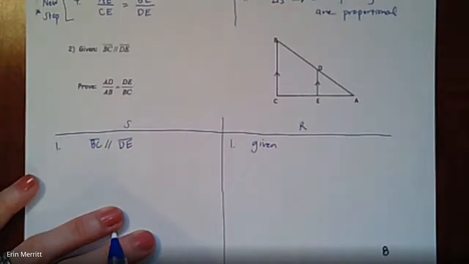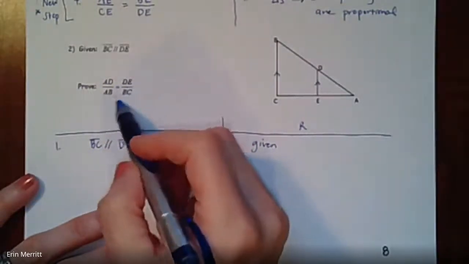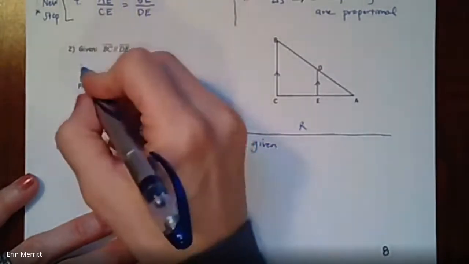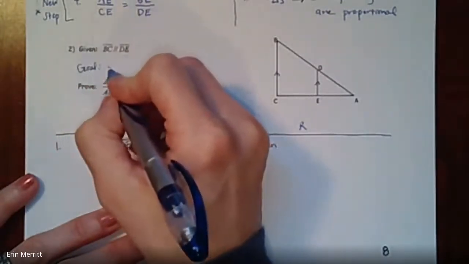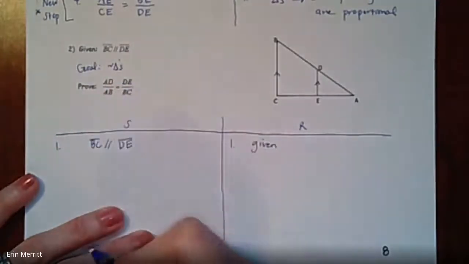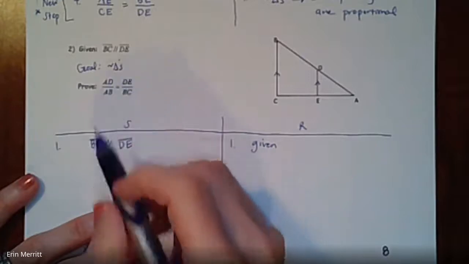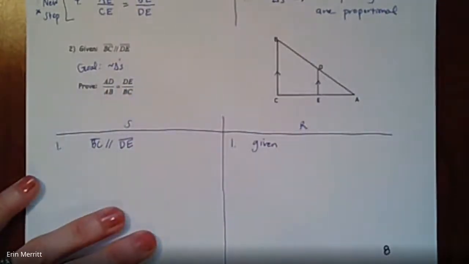Now, I know you can already start to picture where those parallel lines will take you, but think about what we're trying to prove. If what we ultimately want are proportional parts, then our goal has to be similar triangles. That's what will get us to this. All right, so not congruent triangles, but similar triangles. That's what you'd be looking for.